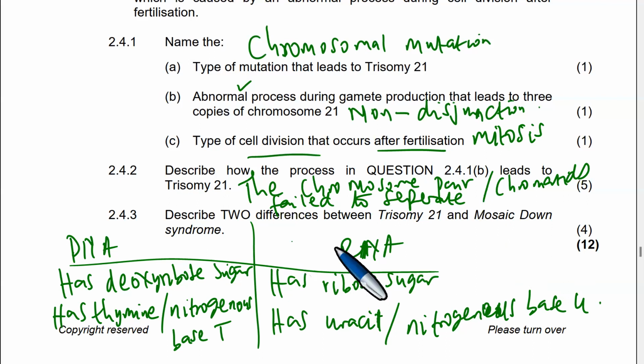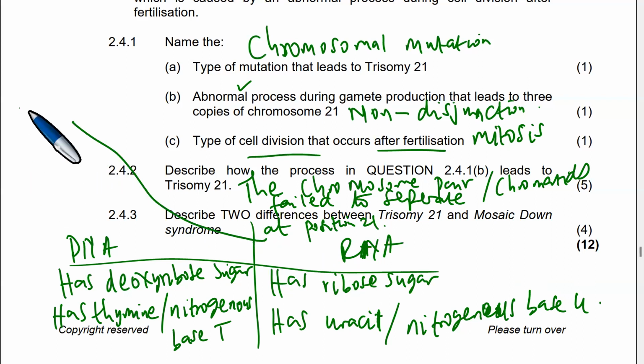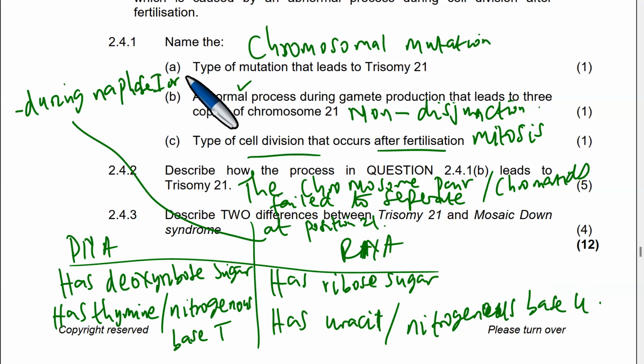Right? They failed to separate at position 21. During anaphase 1 or 2, they failed to separate. So this is the what? It's the Down syndrome characterization. And so on and so forth. Okay, I can just continue with this.